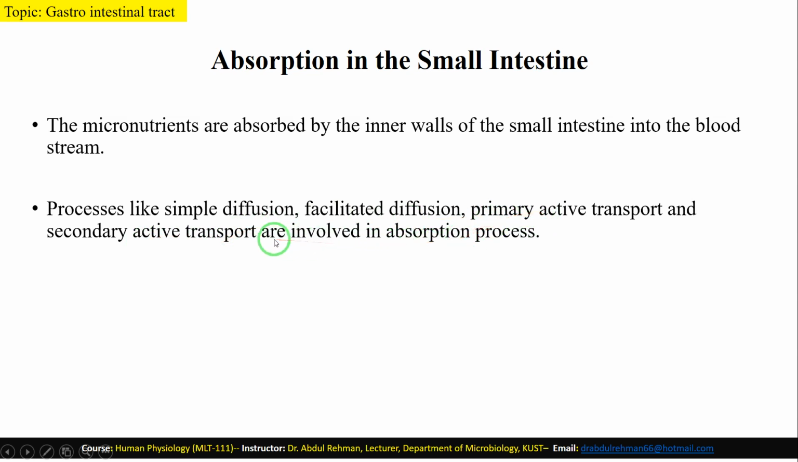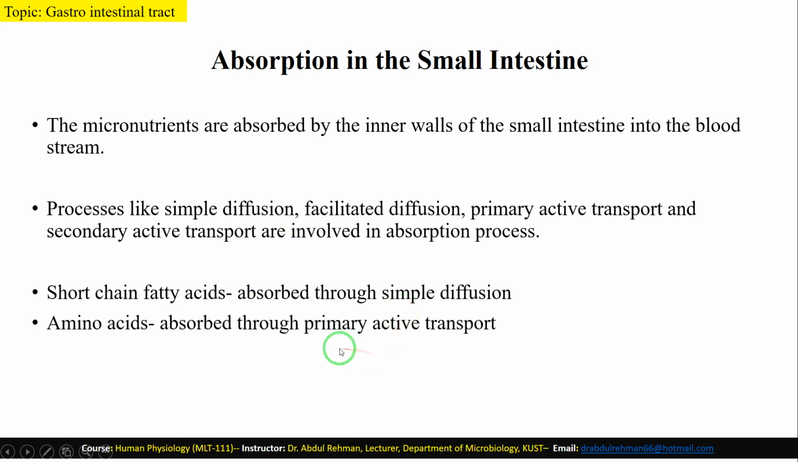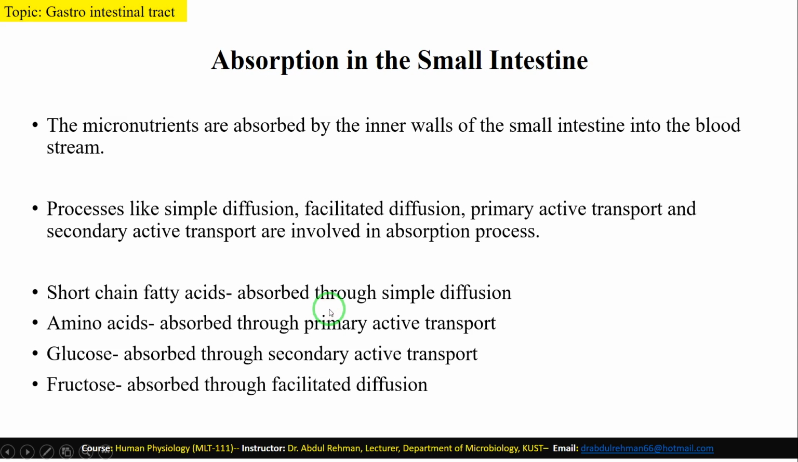So different food materials are absorbed through different processes. Short chain fatty acids are absorbed through simple diffusion, while amino acids are absorbed through primary active transport. Here energy is required for their absorption. In the case of glucose, the secondary active transport mechanism is involved, while fructose is absorbed through facilitated diffusion.